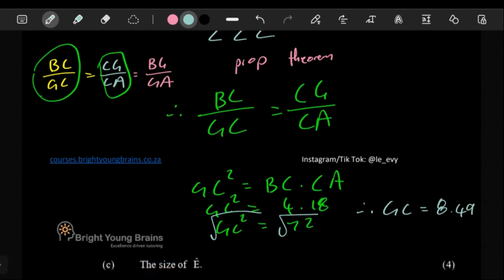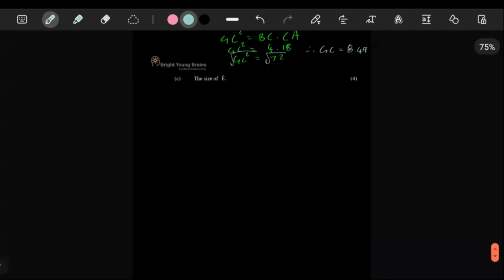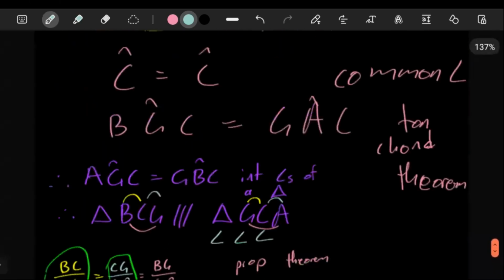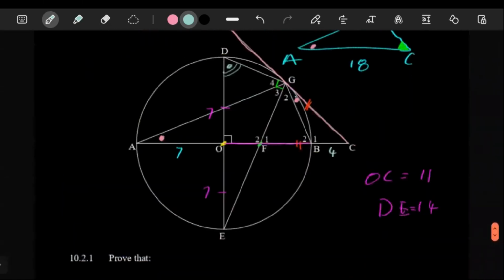So now moving on to the last one. Yeah, this is the last one. It's a further question asking us to work out the angle E. Where is E? E is this spot over here, down here. It's quite an interesting spot.